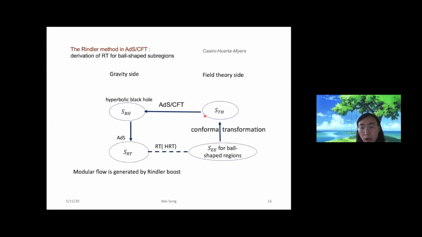And then this is still a pure field theory analysis. But using AdS/CFT, we know that thermal entropy can be mapped to black hole entropy. And in the bulk, one can construct a hyperbolic black hole. But interestingly, to construct the hyperbolic black hole, one can extend the conformal transformation in the boundary to the bulk to obtain this black hole. In this case, modular flow is just generated by this Rindler boost, and in the gravity side, this modular flow is just the Killing vector.